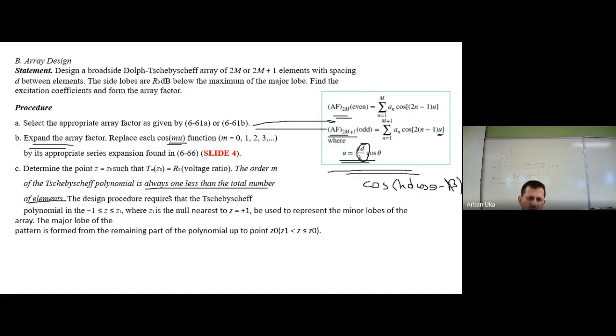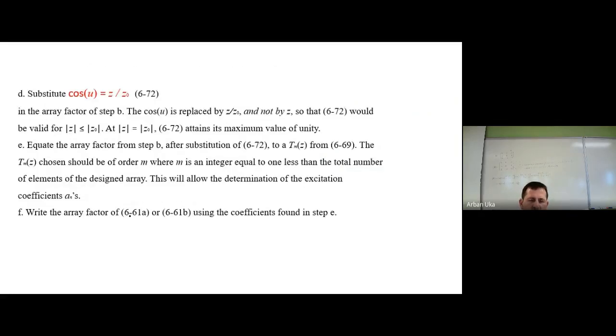The design procedure requires the Chebyshev polynomial, where this is how z is defined, and z1 is the nearest null to z equal to plus 1. So when we come to an example, we'll try to make this a little more clear.